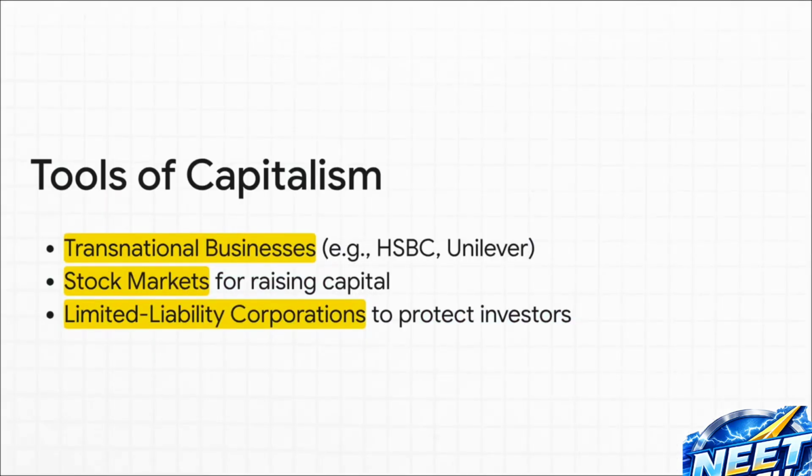And to make all this global trade and industry work, you needed new financial tools. So you see the rise of things we're very familiar with today: stock markets, giant transnational companies like HSBC, and this really clever idea of limited liability corporations, which protected investors and encouraged them to risk their money on big projects. This was the financial machinery that powered industrialization.